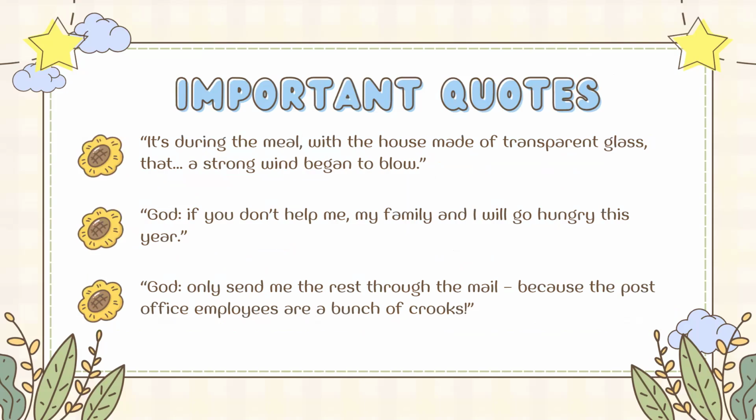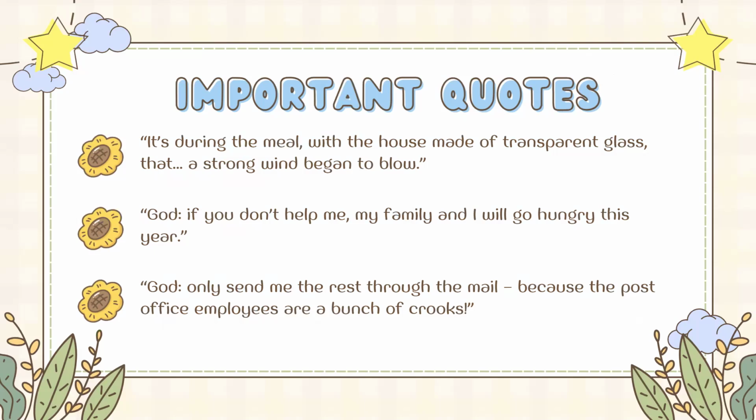Then let's focus on some important quotations from the story. The first one is, "It was during the meal in the house made of transparent glass that a strong wind began to blow." The next quotation, "God, if you don't help me, my family and I will go hungry this year." This line is written by Lencho in the letter addressed to God, where he is asking for help from God because his crops are destroyed and he wanted 100 pesos. And he's saying that without your help, we are going to starve to death.